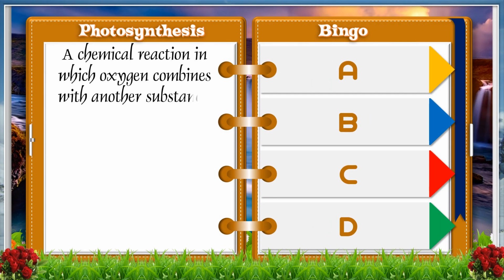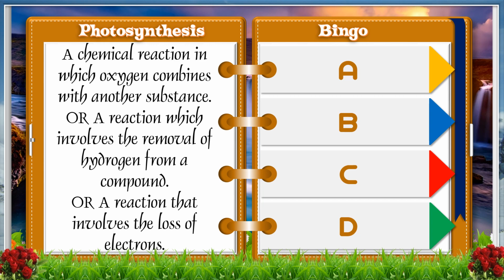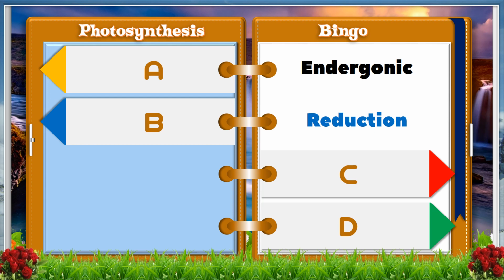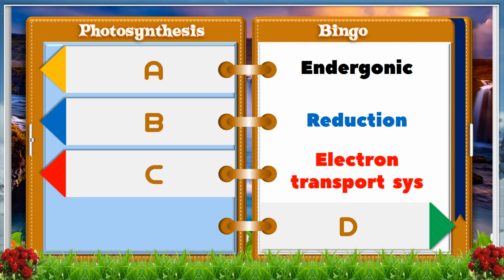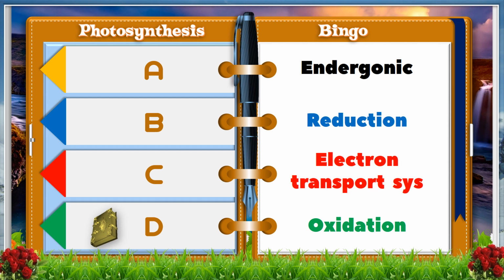A chemical reaction in which oxygen combines with another substance, or a reaction which involves the removal of hydrogen from a compound, or a reaction that involves the loss of electrons. A. Endergonic. B. Reduction. C. Electron transport system. D. Oxidation. And the answer is D. Oxidation.